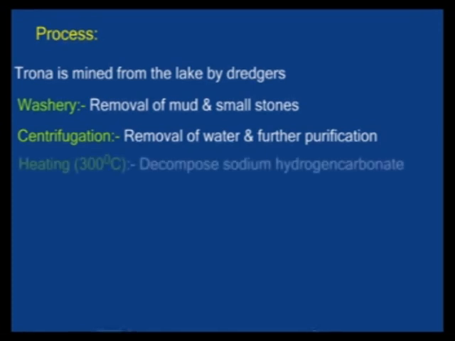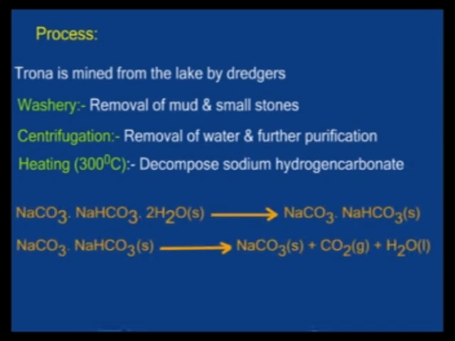The dry trona is then heated to about 300 degrees Celsius in a kiln to decompose sodium hydrogen carbonate according to these equations. Finally, the sodium carbonate is ground, sieved, and packaged ready for market. Now this process can be shown here by the flow chart.